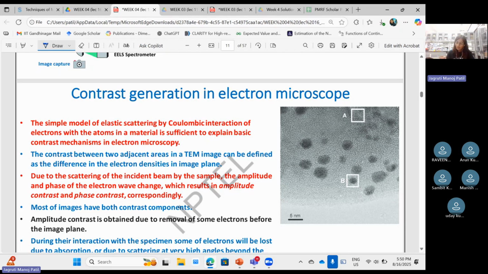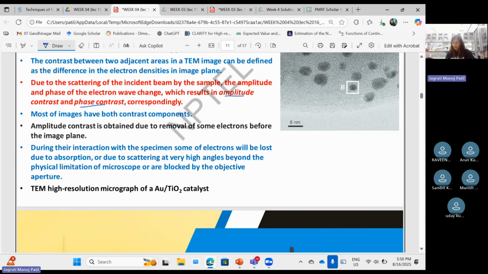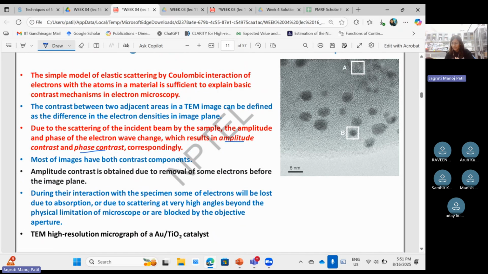This contrast will come if you're looking at higher magnification or if you're looking at two different scattering events. Because of those two different scattering events, your phase will change. When your phase changes, contrast happens. So because of change in phase, amplitude and or magnification, amplitude and phase contrast are likely to happen. Those kinds of events will happen over there.